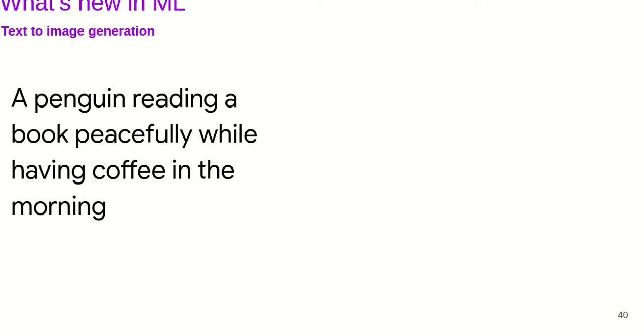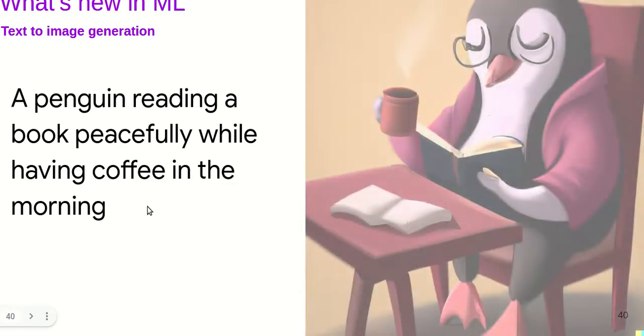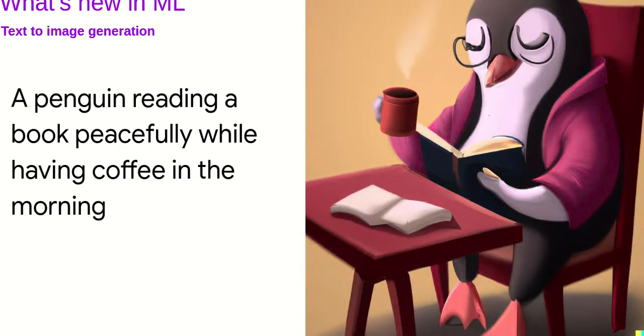So we give a caption to a model, for instance, here we have a penguin reading a book peacefully while having coffee in the morning. So this is a caption given to the model. The model will now take a look at this, and it will try to draw or generate an image that faithfully represents this caption. Take a few seconds, just try to imagine the image that corresponds to this caption. Alright, this is the result of the model. This is an image generated by the model where we have a penguin reading a book peacefully while having coffee in the morning.